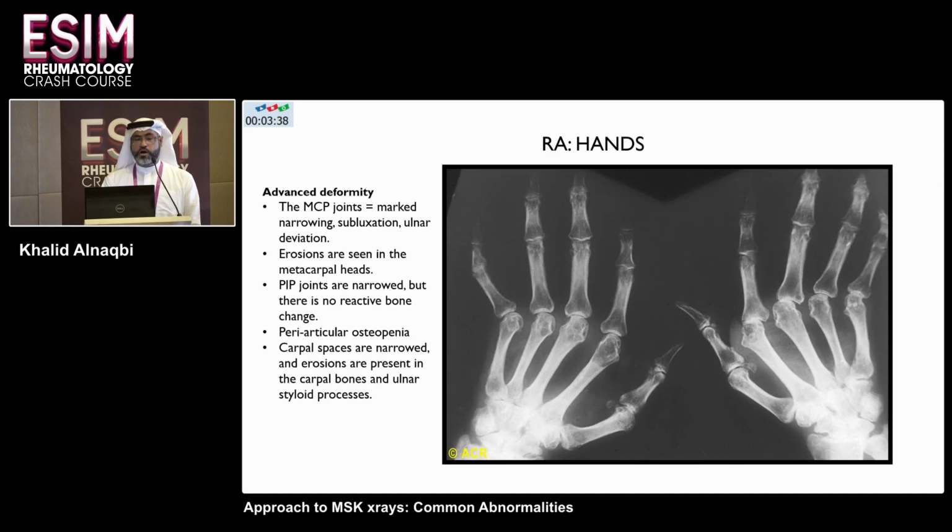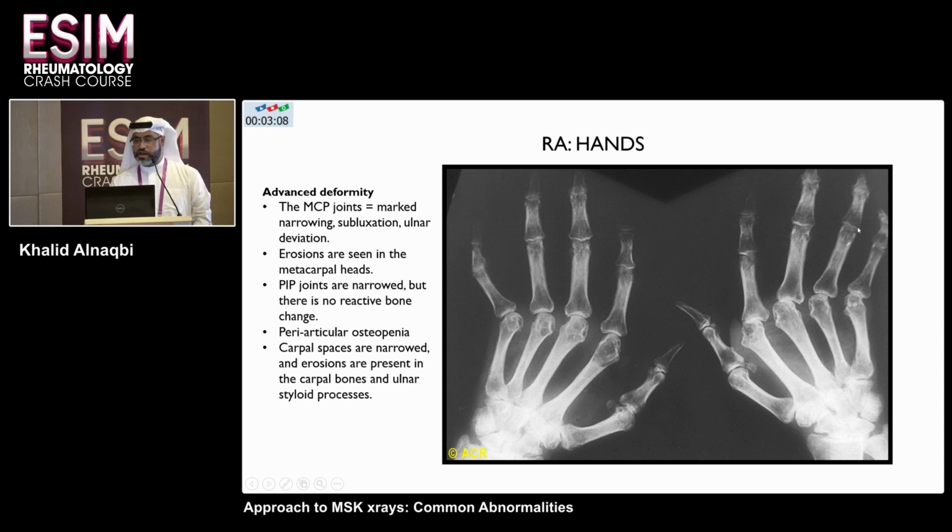So there's another one with advanced deformities. I'm sure you've seen that in your practice. You can see that there is ulnar deviation, and there is marked narrowing and subluxation and ulnar deviation at the MCP levels. In the Arab board, we always reduce one mark if they don't say at the MCP level. You have to say ulnar deviation at the metacarpophalangeal level, not just ulnar deviation, because there are levels. There is erosion also in the metacarpophalangeal. You can see some erosions here, eaten up.